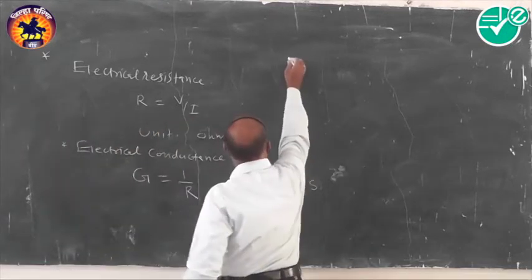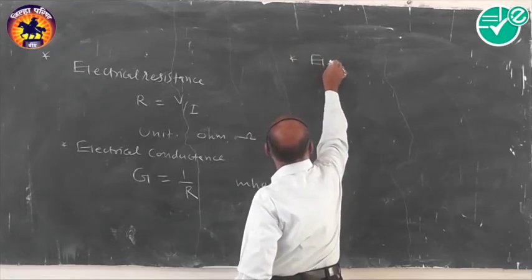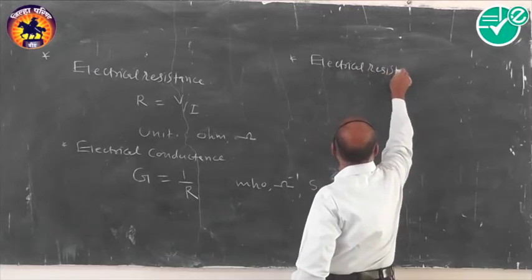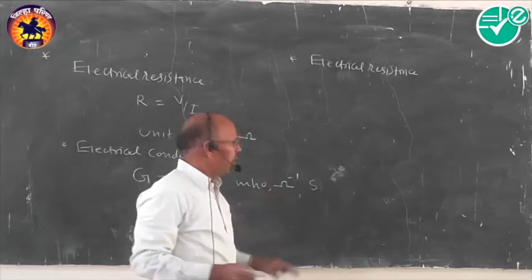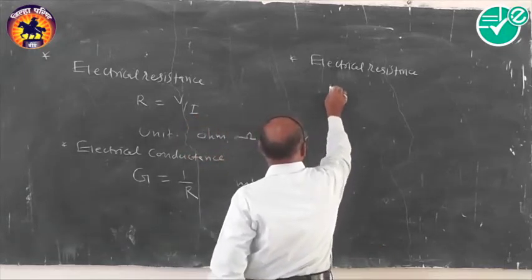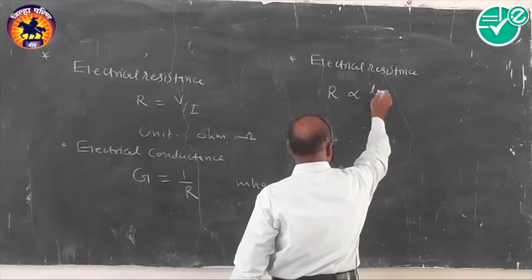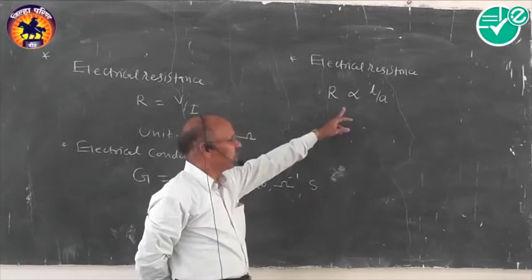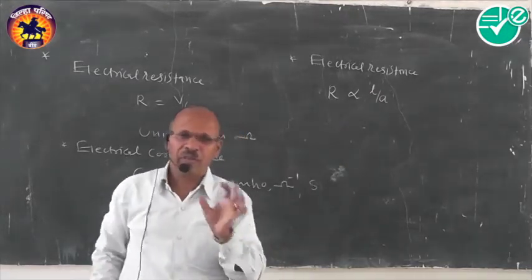I think first we will have the electrical resistance. Equation for electrical resistance, I will write here. We know here that electrical resistance always varies directly with the length of the wire, inversely with the area of cross section of the same wire. It is the equation. Now I will illustrate the same with some example.